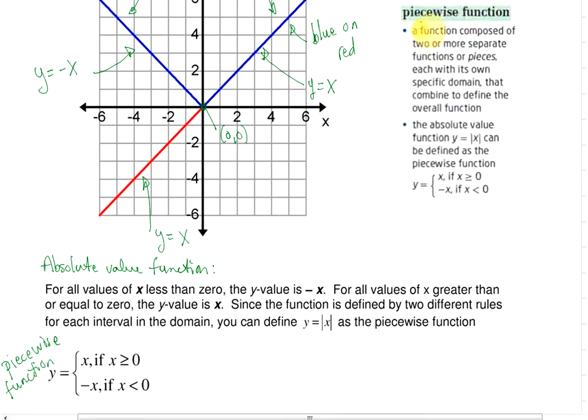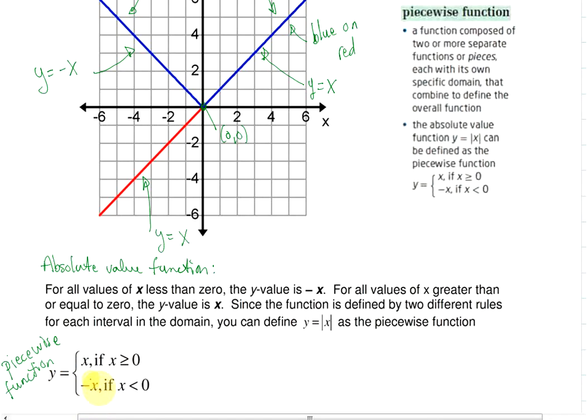Okay, and what it means is, if you go to the right of the screen, a function composed of two or more separate functions or pieces, each with its own specific domain, that combine to define the overall function. Okay, so we have two pieces here. We have one where y is equal to x. Its domain is that x is greater than or equal to 0. And the second piece is y is equal to negative x if x is less than 0. So you can see that our absolute value function is made up of two separate functions, y equals x and y equals negative x.